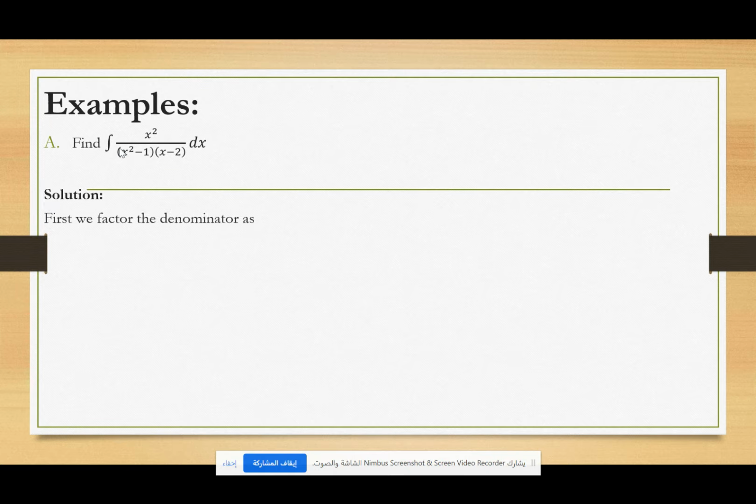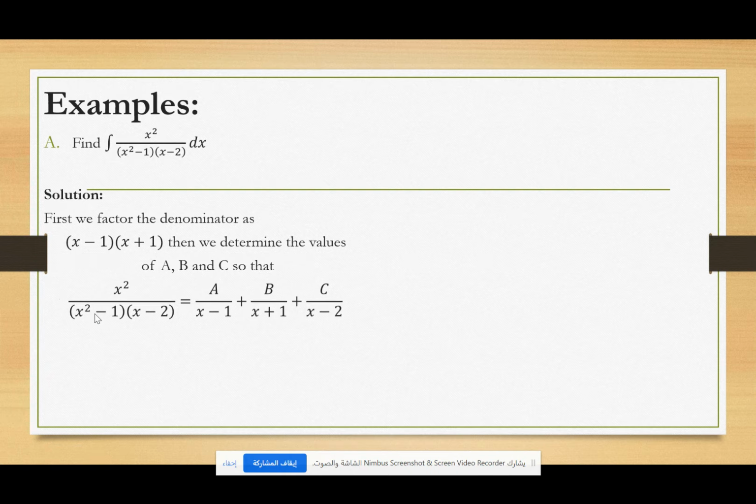We have to check first of all that the numerator is not a derivative of the denominator. Actually, it is not. So here first, we factorize the denominator as the following. Here, this x squared minus 1 is a difference between two squares, so we can write it as (x minus 1)(x plus 1) and keep x minus 2 because it is factorized already. And we can now think about how to find the values of A, B, and C, which can be written in that way.